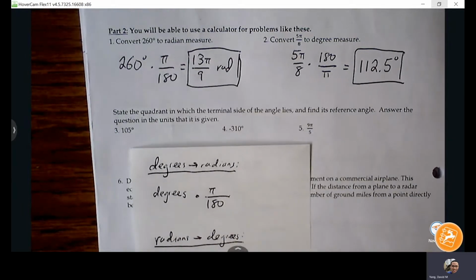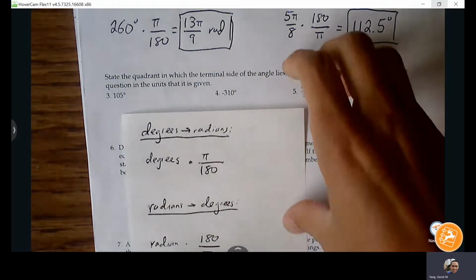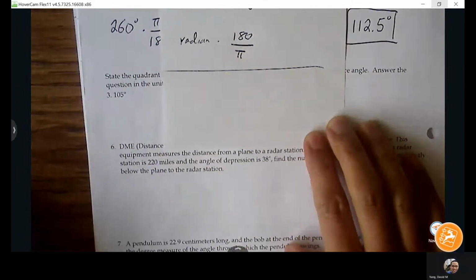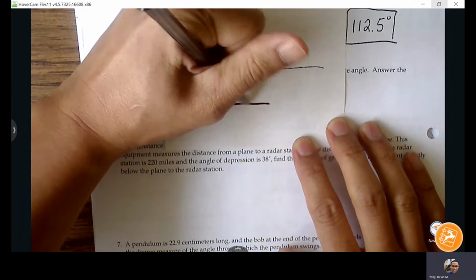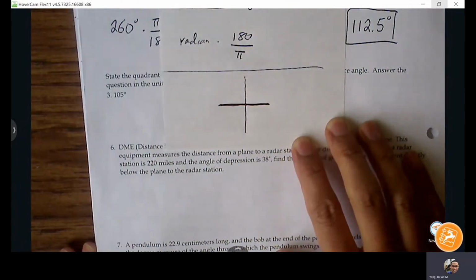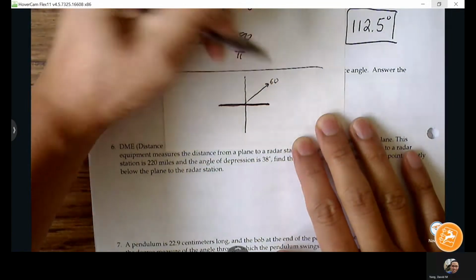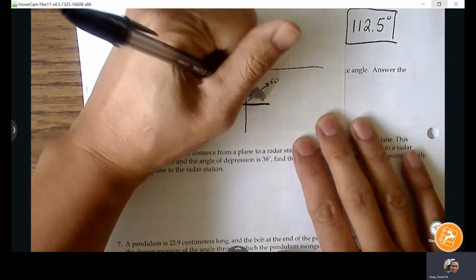Okay, so 3, 4, and 5, let me read the directions here. It says, state the quadrant in which the terminal side of the angle lies and find its reference angle. Answer the questions in the units that it is given. So as a reminder for reference angles, you're always going to be involving the x-axis depending on where your terminal angle is. So if my terminal angle is in the first quadrant, then there's no change. Whatever your angle is in the first quadrant, that is your reference angle.